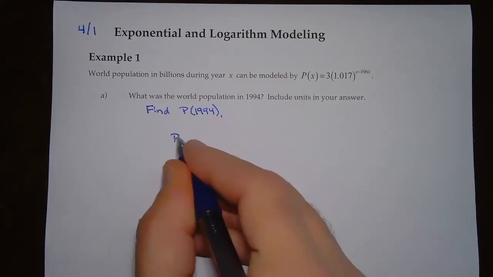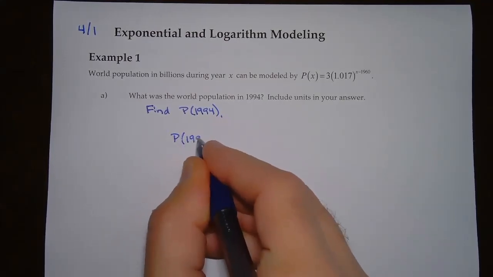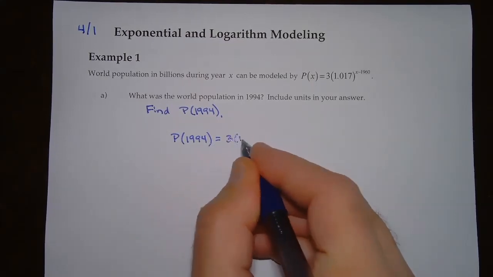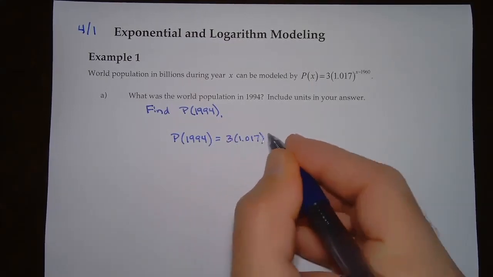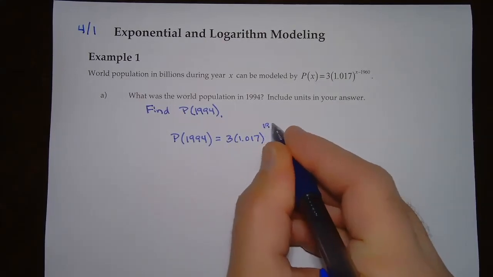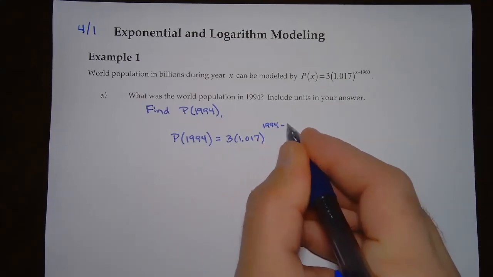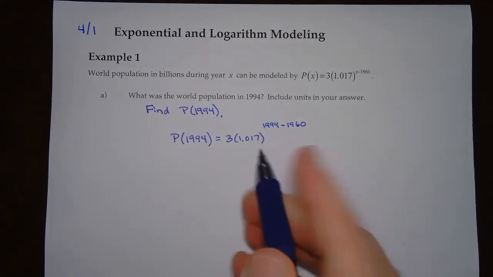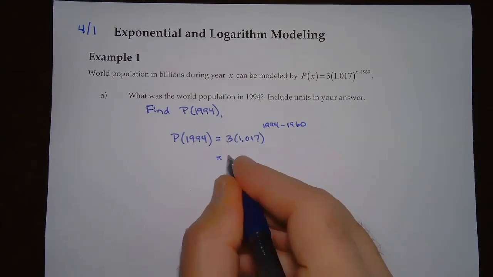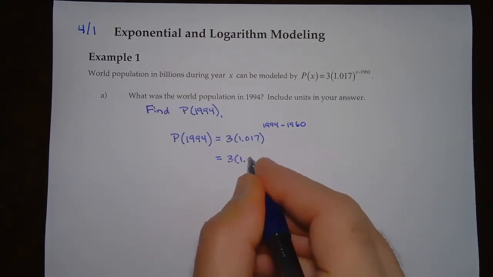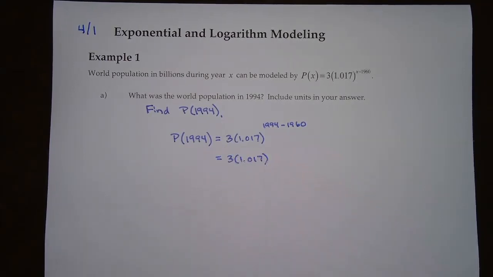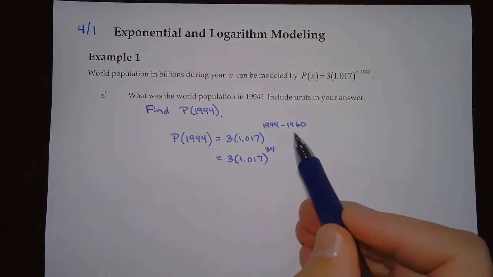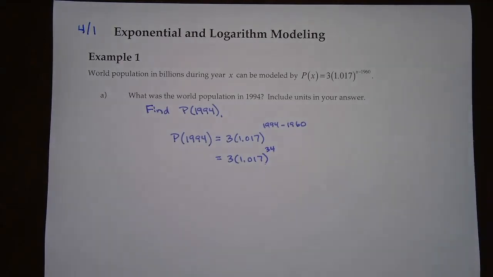So we would just write P of 1994 would equal 3 times 1.017 raised to the 1994 minus 1960, okay? And so we're going to need to do the subtraction, okay? So this would be equal to 3 times 1.017 raised to the 34th power, because 1994 minus 1960 is 34, okay?